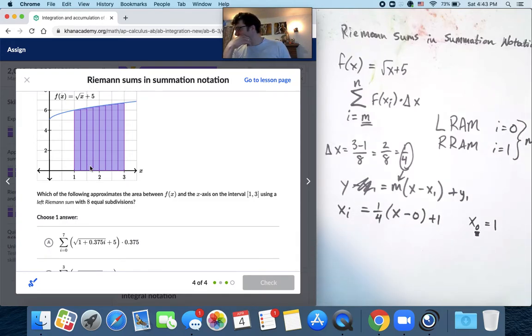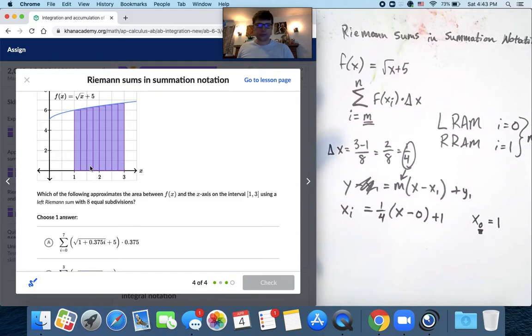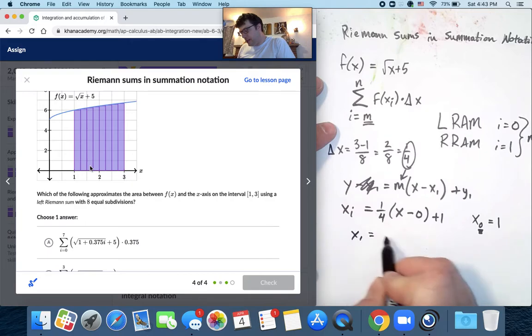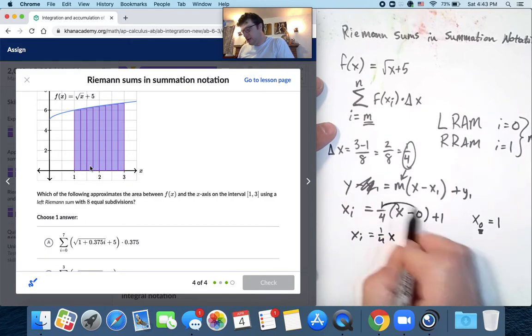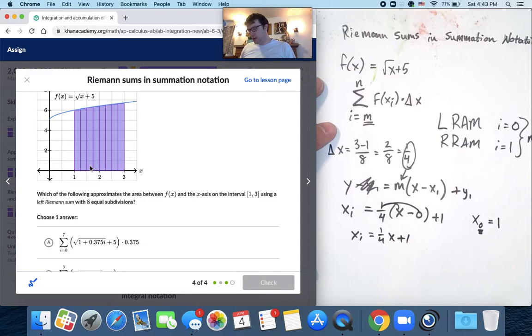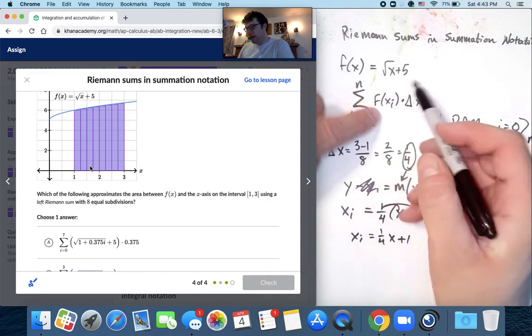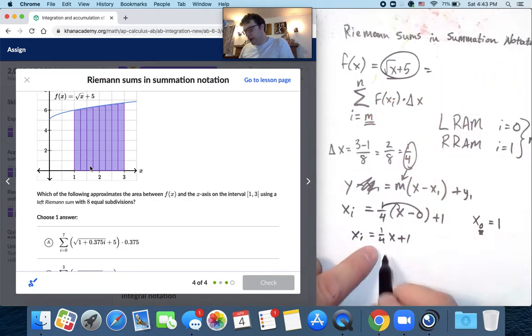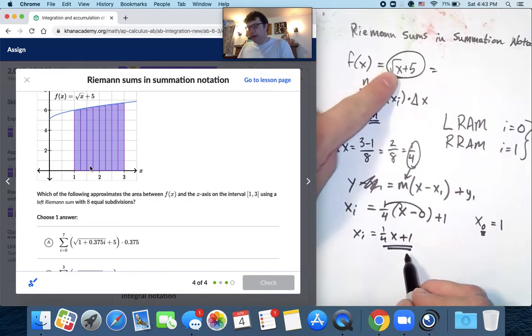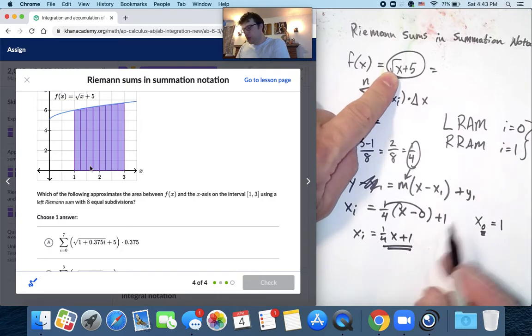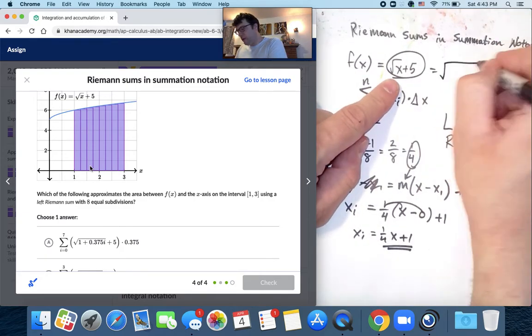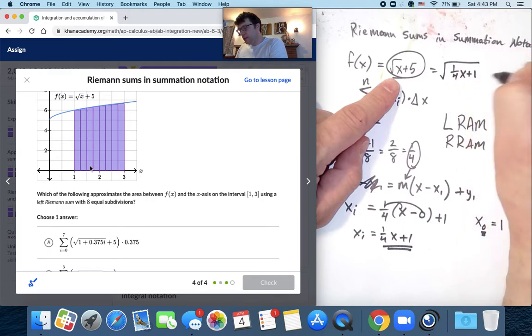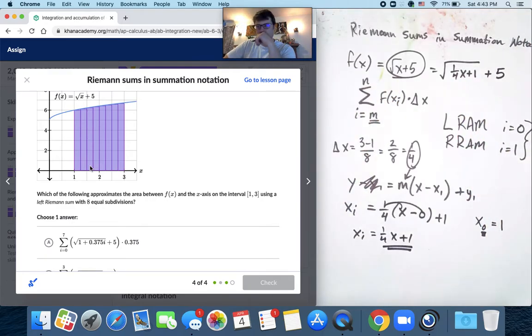And I'm still curious about the notation. So we'll just keep going forward, and if I get stuck, we'll backtrack and release the video or not. I'll probably release it. Okay, so I'm going to say that x sub i is 1/4 x plus 1. So up here in this formula, I now can put this in for the x sub i spacing. I can go square root of 1/4 x plus 1, plus 5. Okay, I'm back to stuck again.